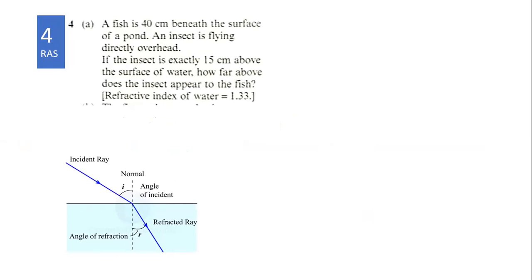A fish is 4 cm beneath the surface of a pond. An insect is flying directly overhead. If the insect is exactly 15 cm above the surface, how far above does the insect appear to the fish? Let me give you some idea. Construction. So what should I do? How do I start? Think of the formula to use.